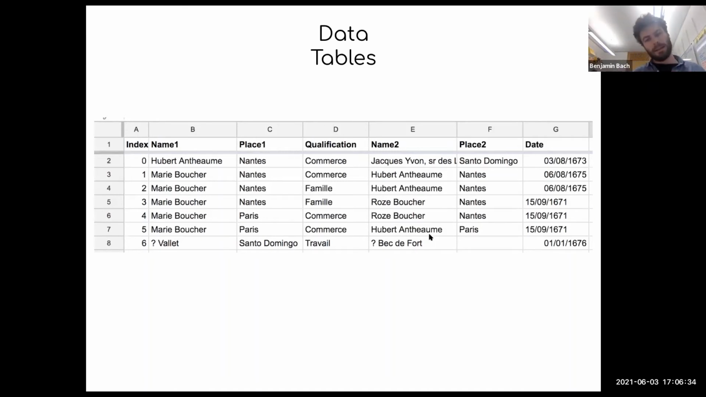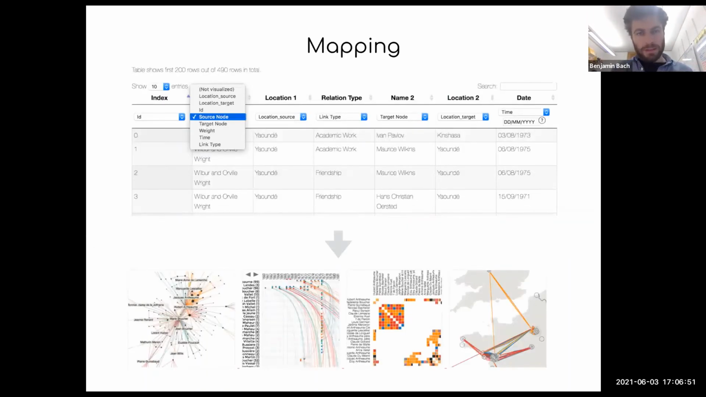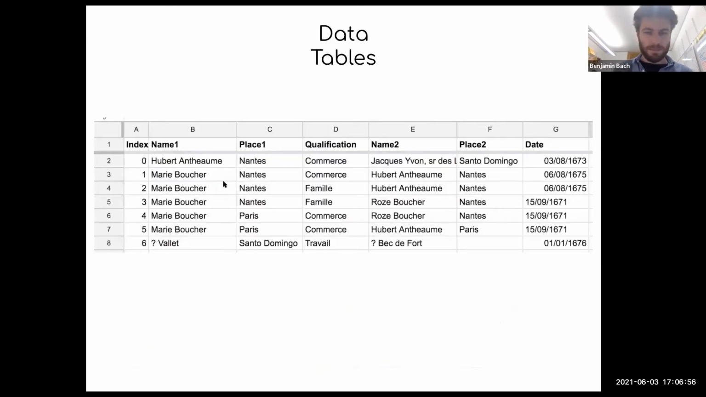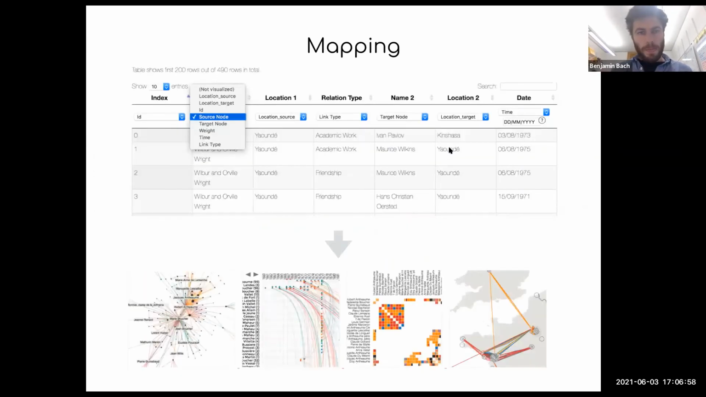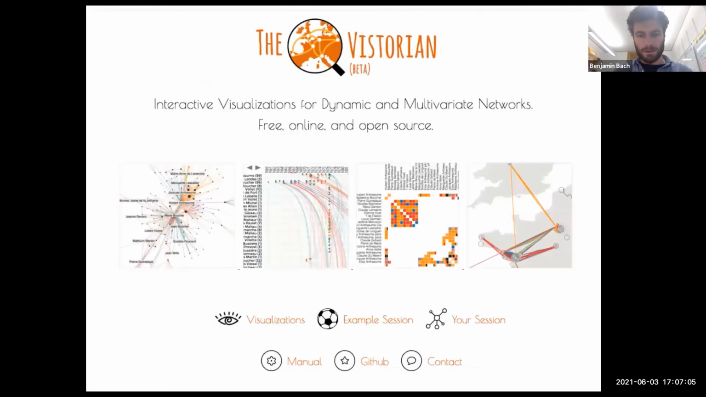And this is data that has been curated by hand by a historian who was spending a lot of time in the archives and putting this information together. I can say more about this later on if you're interested. Now, what we do then in the Vistorian is you upload this data, but the Vistorian doesn't know what these things are. So you need to tell it which of these columns it should interpret accordingly, and then you can create a visualization. So I'm going to go there just now.